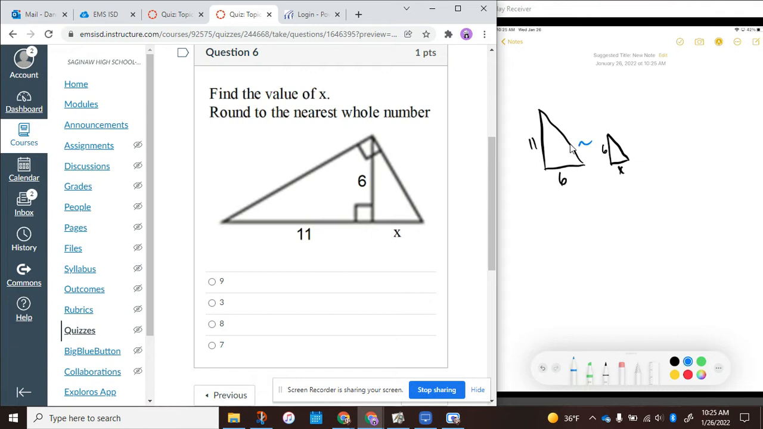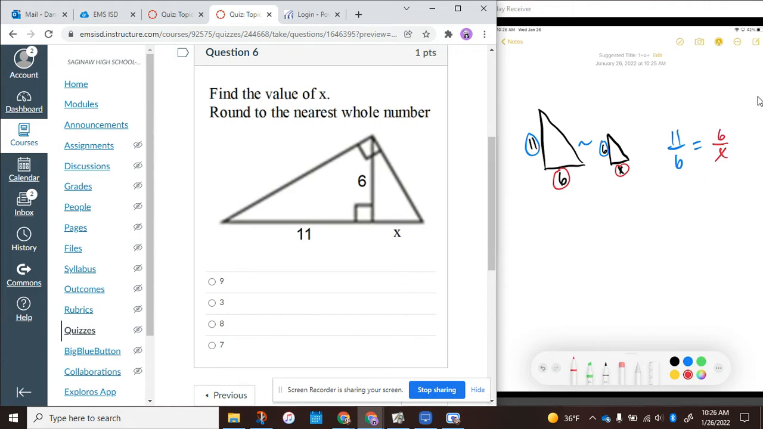So what we can do is set up our proportions the way we did on the problem a couple of minutes ago. We know that the long side compared to the long side is going to be one ratio, 11 over 6, and it's going to be the exact same proportion if we compare the short side to the short side, 6 over x. Both of these numbers on top came from the larger triangle. Both of these numbers on bottom came from the smaller triangle. We're comparing long side to long side, short side to short side.